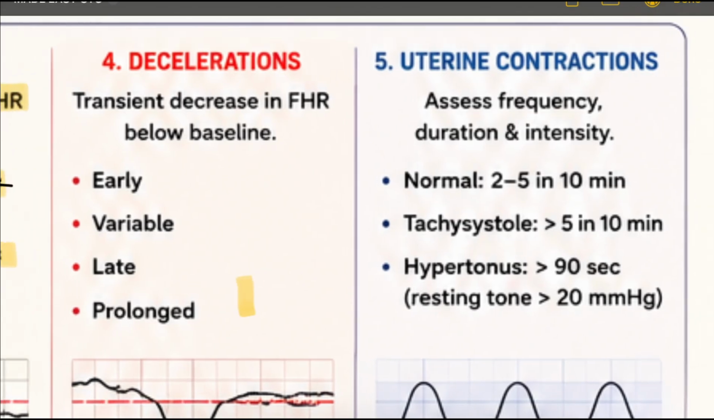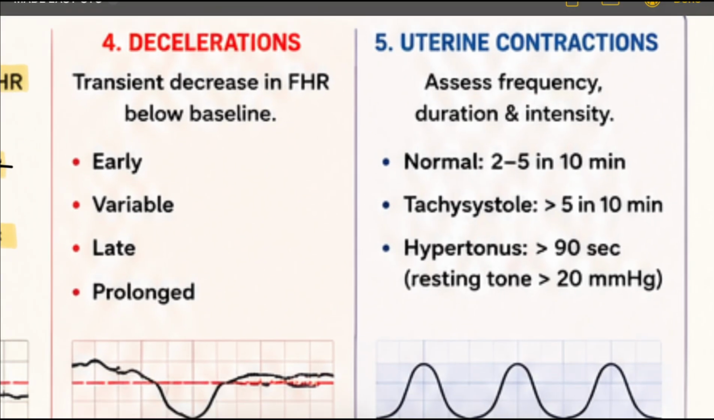Okay. So next we can see deceleration. Decelerations are temporary decreases in fetal heart rate. Below the baseline it will go. In deceleration, not all decelerations are dangerous. We divide them into 4 different types. One is early. Early means it's near early deceleration.